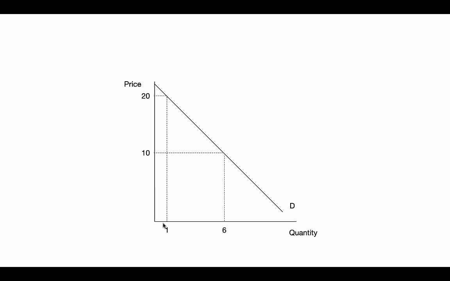So now I'm going to say at a quantity of 1, what is the willingness to pay at that quantity? So I'm going up to my demand curve at a price of 20. So the height of my demand curve, and now the willingness to pay for the 6th unit. So just the 6th unit, not the total of 6 units. But just at the 6th unit, someone is willing to pay $10 for that 6th unit. So that's what the height of our demand curve is showing us.